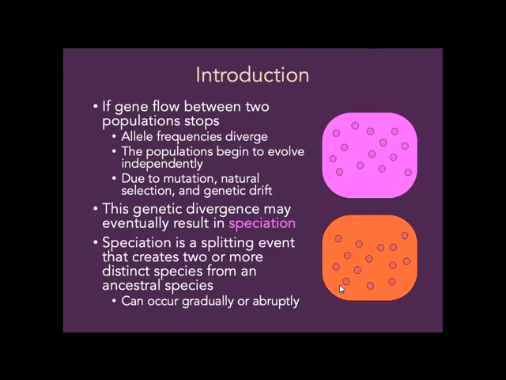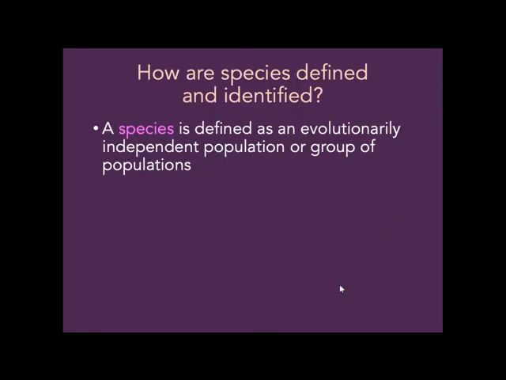And speciation is a splitting event that creates two or more distinct species from an ancestral species. We know from empirical evidence that speciation can sometimes happen very quickly or happen very, very gradually over long periods of time. All right, so we define a species as an evolutionarily independent population or group of populations, okay? So great, that's a definition, you can memorize it, right? Okay, but how do you figure out if a lineage is evolutionarily independent, right? That's the hard part.